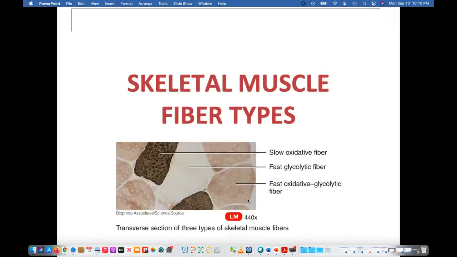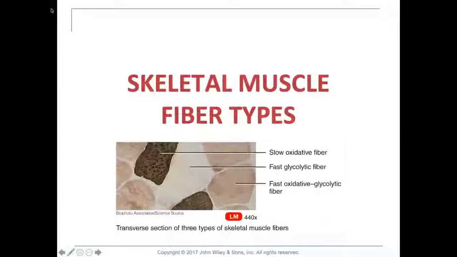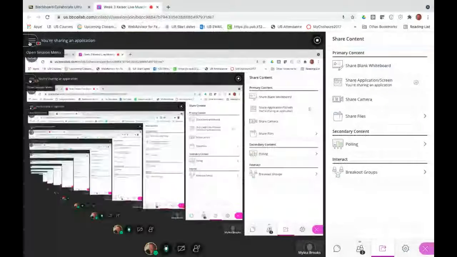When we come back, we're going to talk about different types of muscle fibers, red fibers and white fibers, and fast and slow twitch fibers.